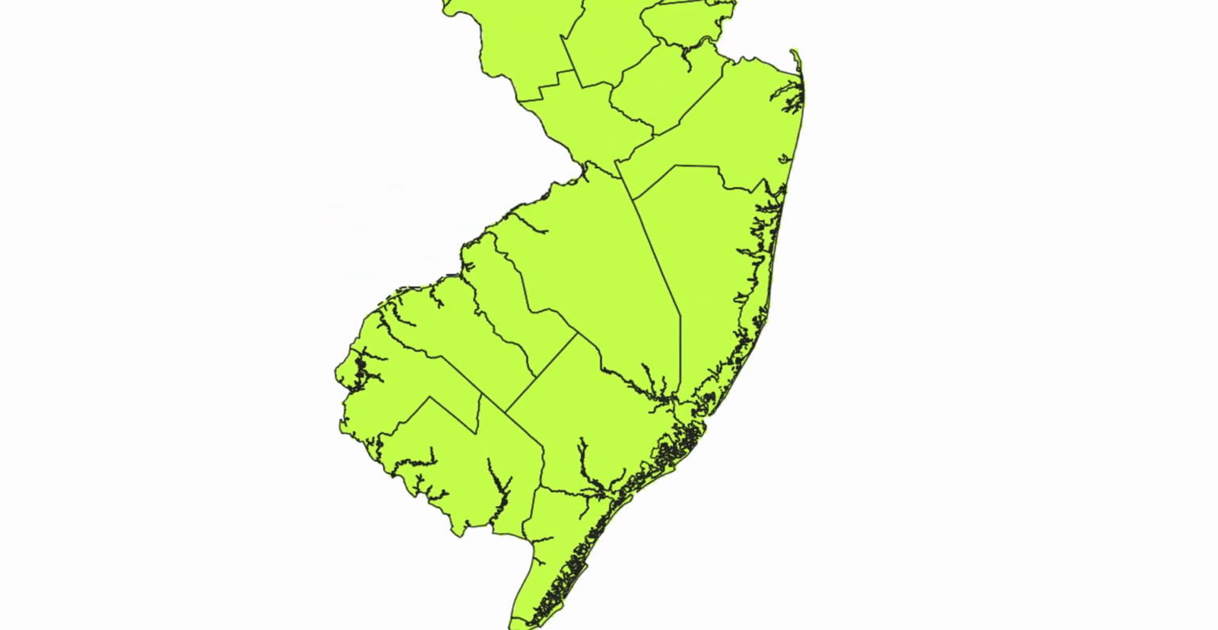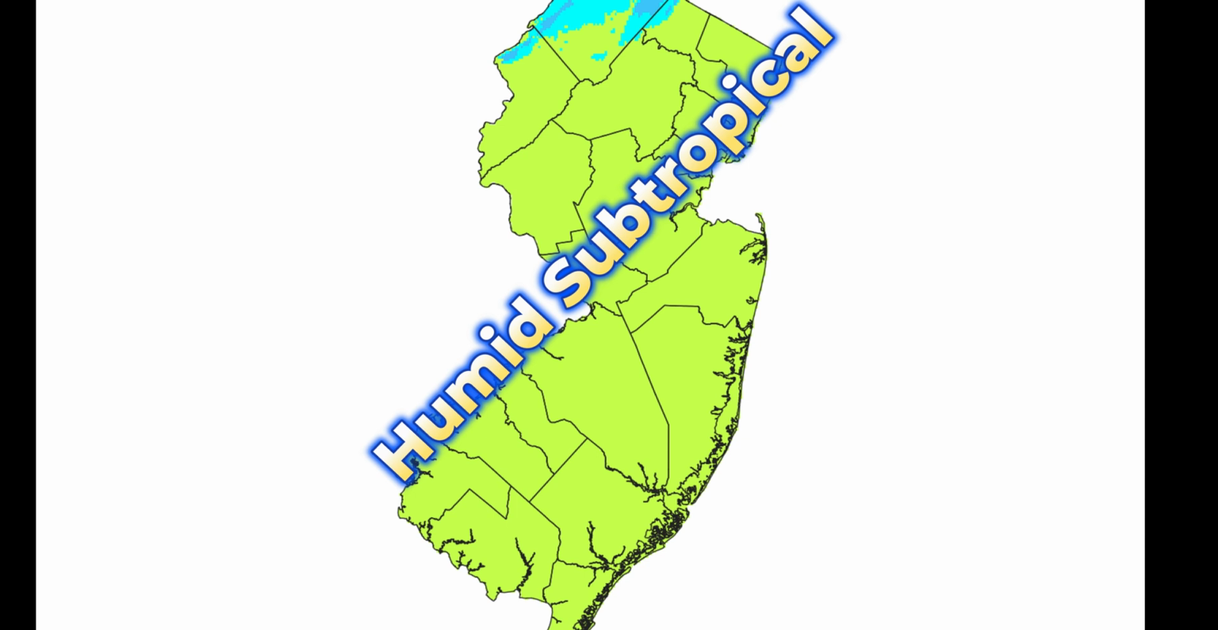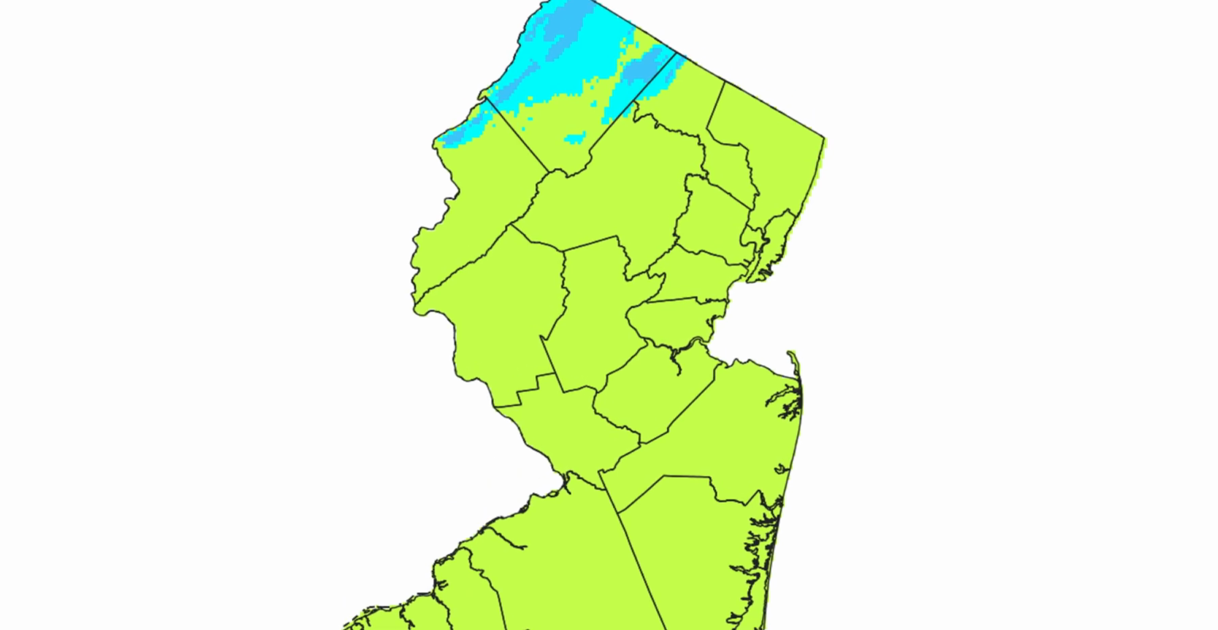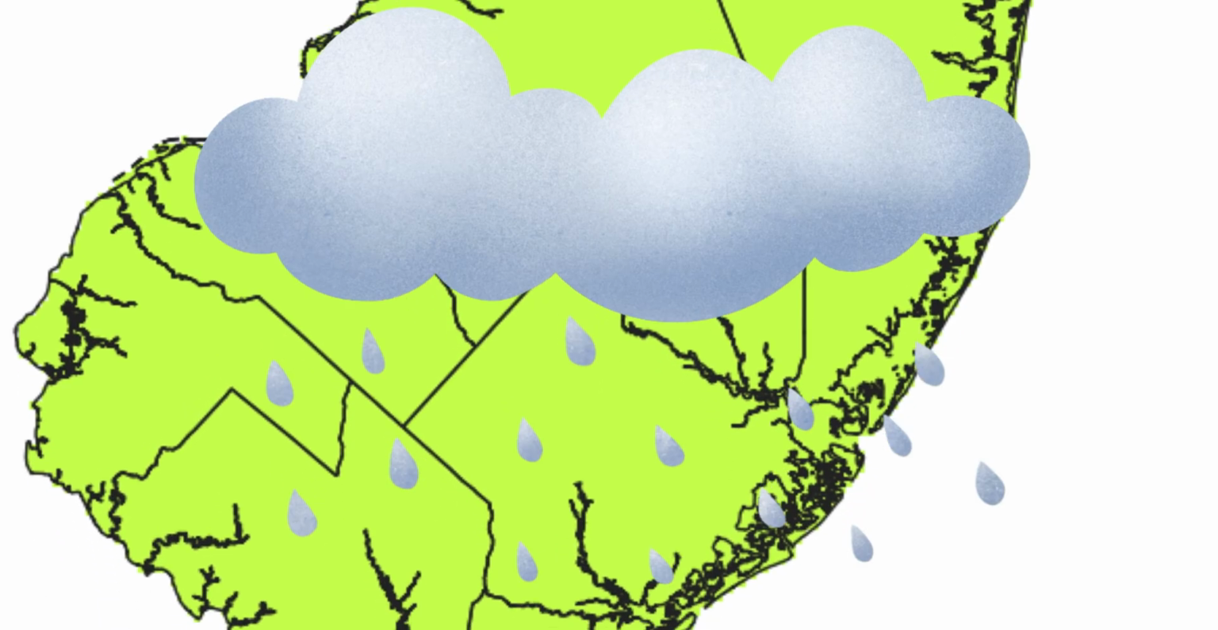The northeastern, central, and southern parts of the state have a humid subtropical climate with hot and humid summers and cool to mild winters. However, during the winter months, northern locations may receive snow during a storm, while points south, especially near the coastline, may receive rain.